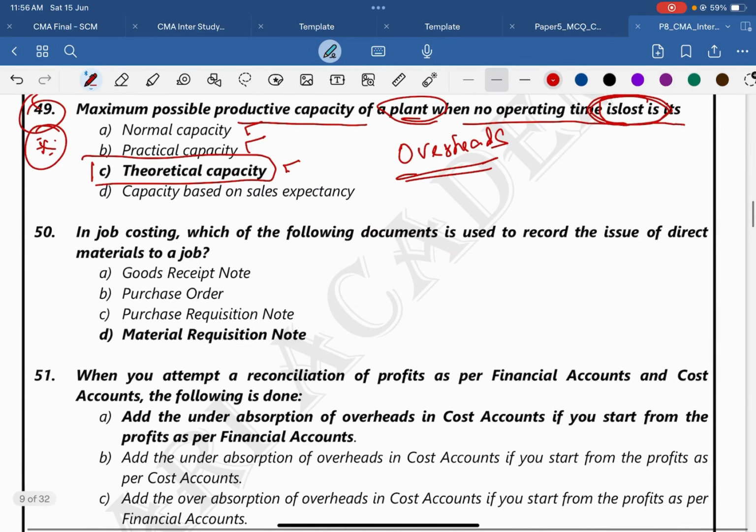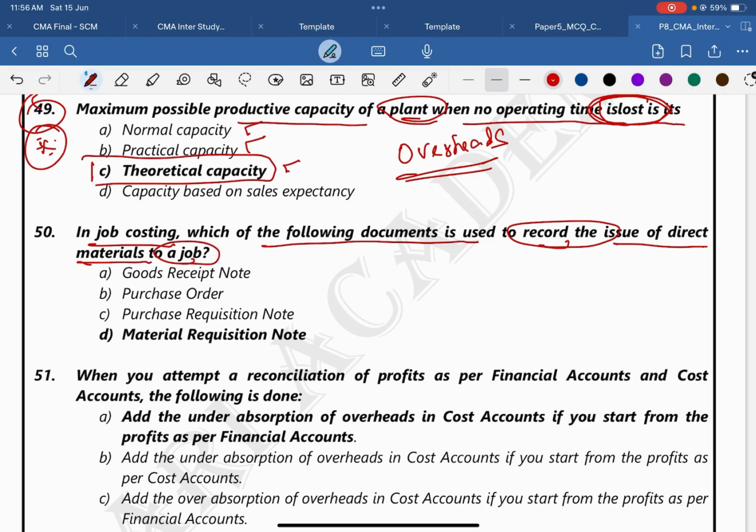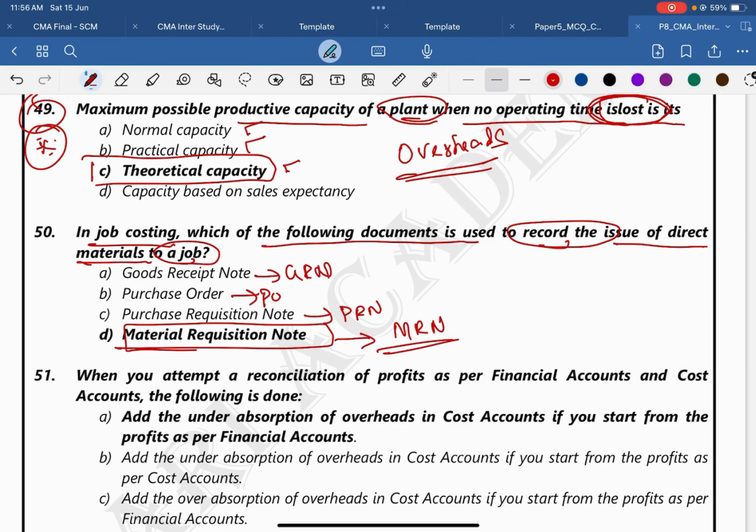Then 50. In job costing, which one of the following documents is used to record the issue of direct materials to a job? GRN will not be used; that's a goods receipt note. PO, purchase order, is to purchase the goods. Purchase requisition note is from the production department for the level of purchase. The material requisition note is the issue of direct materials to the job. So it is MRN, the MRN number.